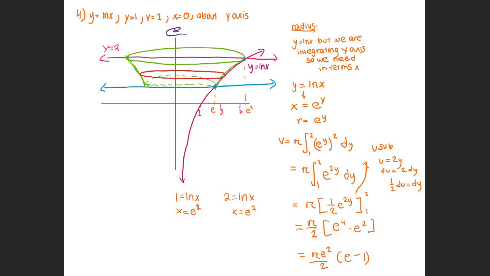Because we're doing it vertically, y1 to y2, so pi times e to the y squared dy, and then we integrate that using u-substitution, and we get pi times 1/2 e to the 2y. Evaluate and get pi e squared divided by 2, e minus 1.